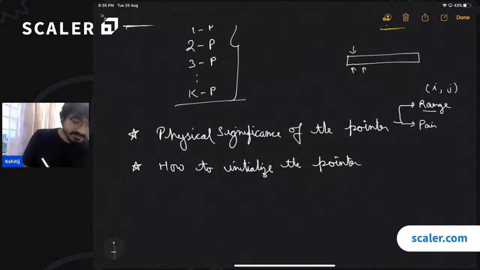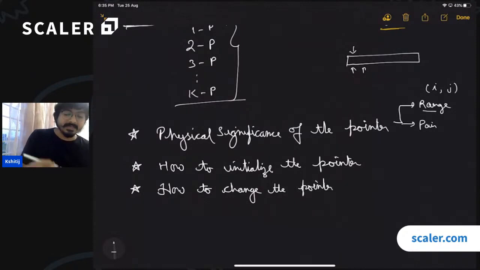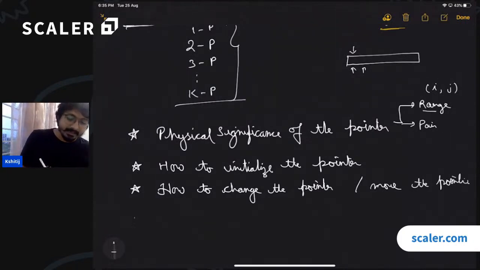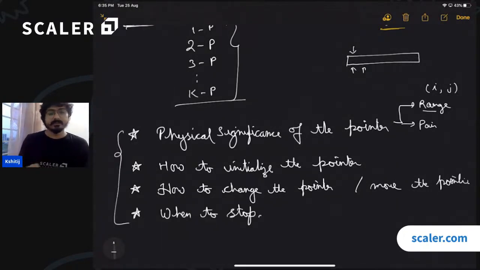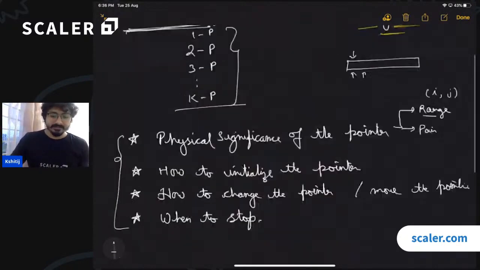The third thing, which is very obvious, is how to change the pointers. By changing the pointer, we mean how to move the pointers. Do you want to move the pointer forward? Do you want to increment the value of the index? Do you want to decrement the value of the index? All these things come under this point. And the last but not the least is when to stop. These are the 4 things which you should always focus on whenever you are practicing any problem on two pointers. Should we see the first problem?